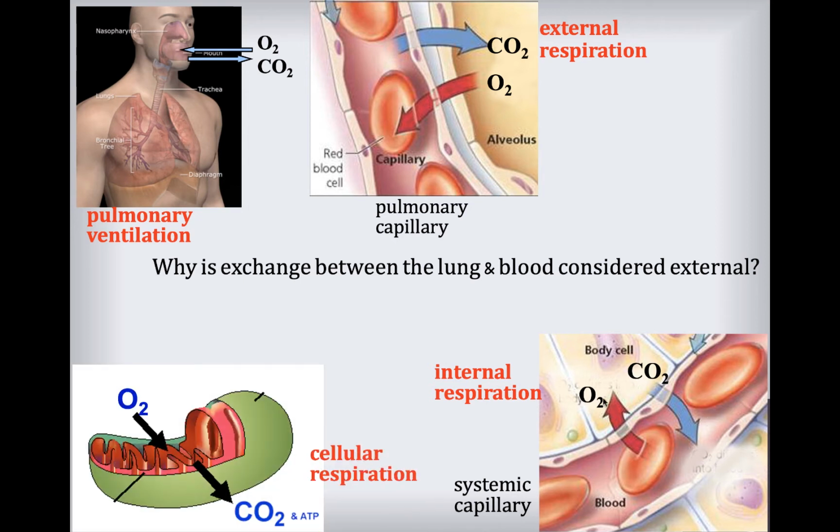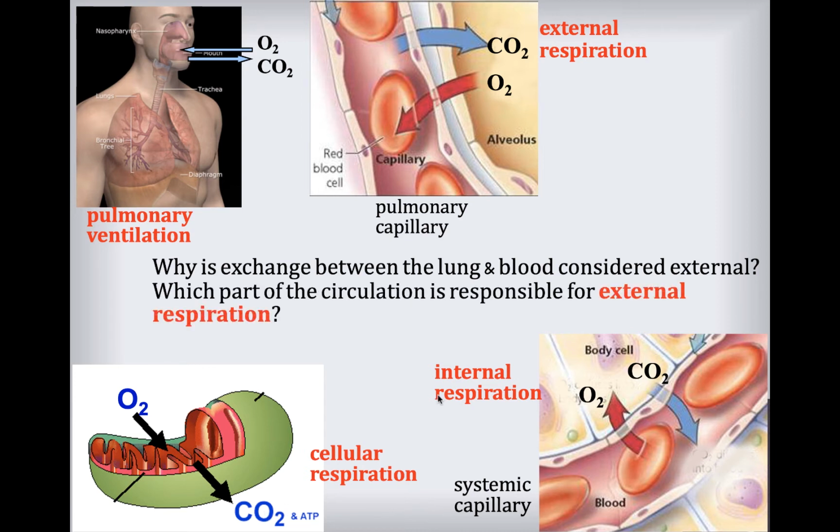Finally, we come to the last part, which is simply cellular respiration. You know that the mitochondria will use O2 as the final electron acceptor, and primarily in the Krebs cycle, CO2 is produced.